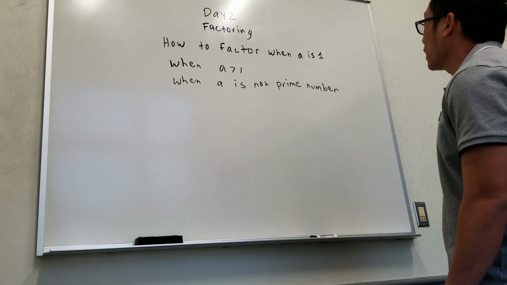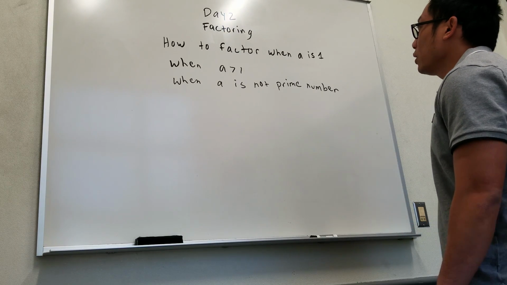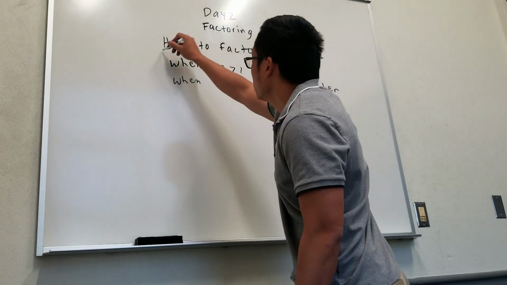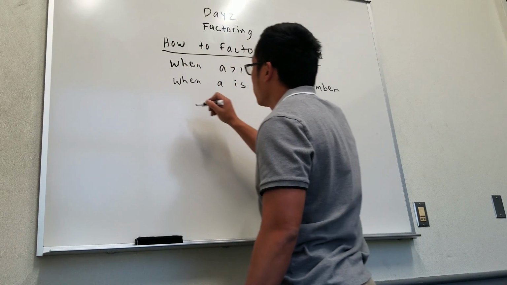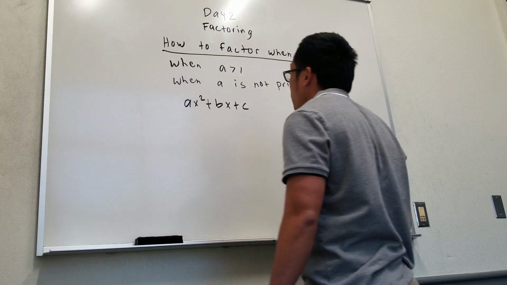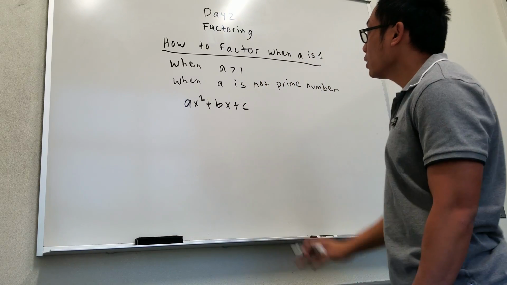We're going to talk about how to factor when a is 1, when a is greater than 1, and when a is not a prime number. So let's talk about the first one, how to factor when a is 1. We have this ax squared plus bx plus c form. We're going to talk about that when we're talking about the second degree.